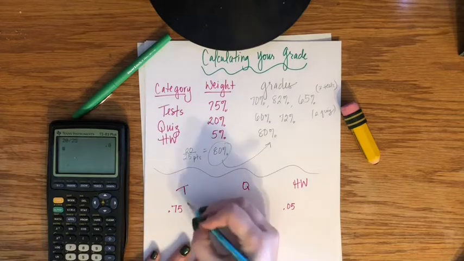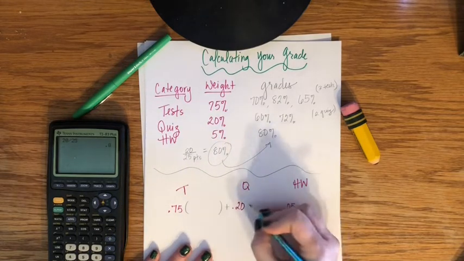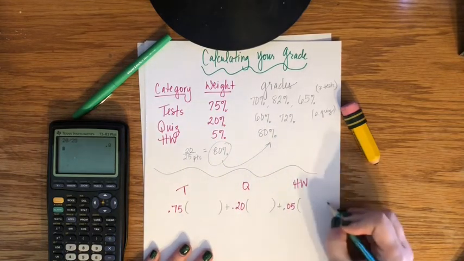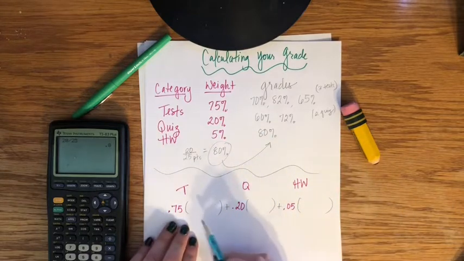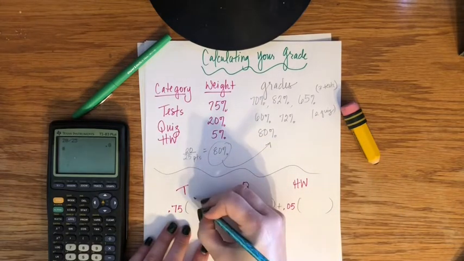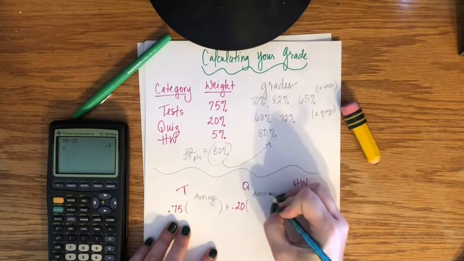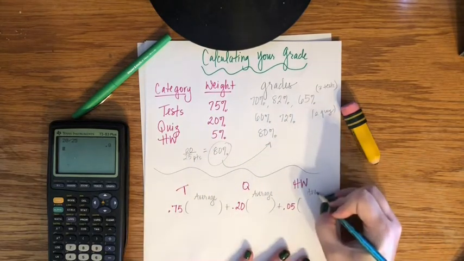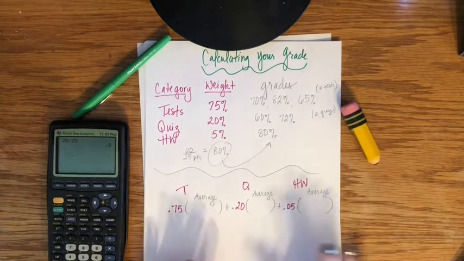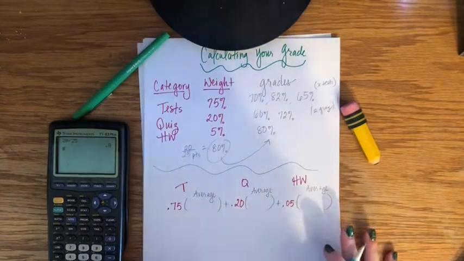Okay, now what you do to calculate the whole grade is you take the category weight, that percent, and you multiply it by the average of each category, which means we've got to do one additional piece of math before we can get this final grade.